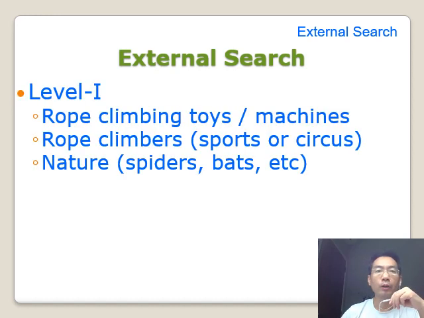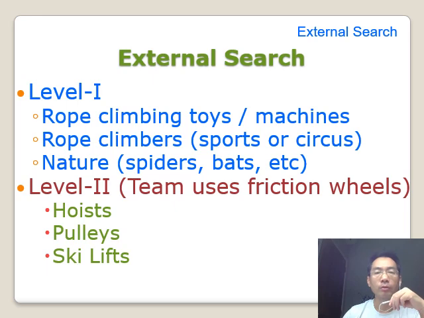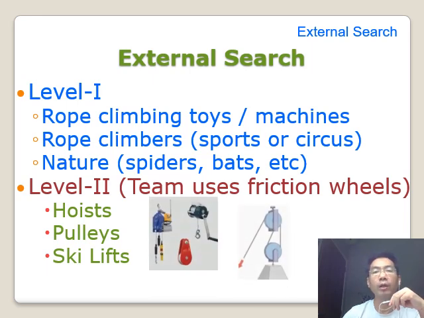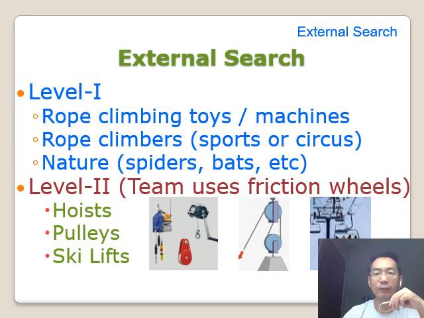When we are talking about a rope climber, are we going to design the rope climber as a toy, or are we going to design a machine? That is for sports or circus usage, or in nature, do we have anything to refer to? In level 2, external search, we may think about a team that uses friction wheels. Are we going to use the hoist structure, like the picture showing here? Or are we going to use the pulley profile or mechanism? Or are we going to use a ski lift mechanism for this rope climb design?